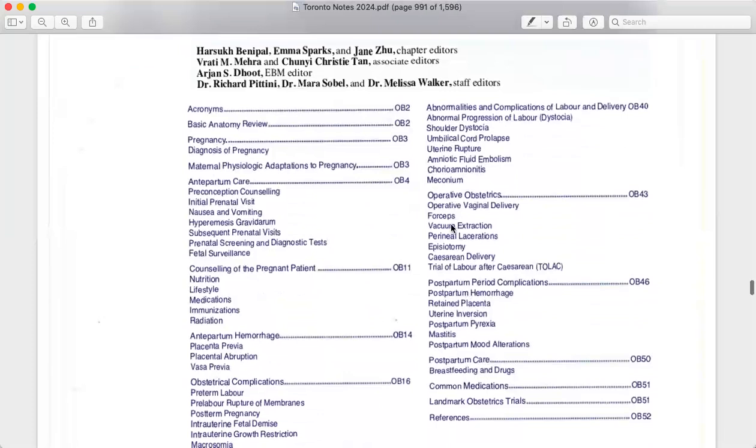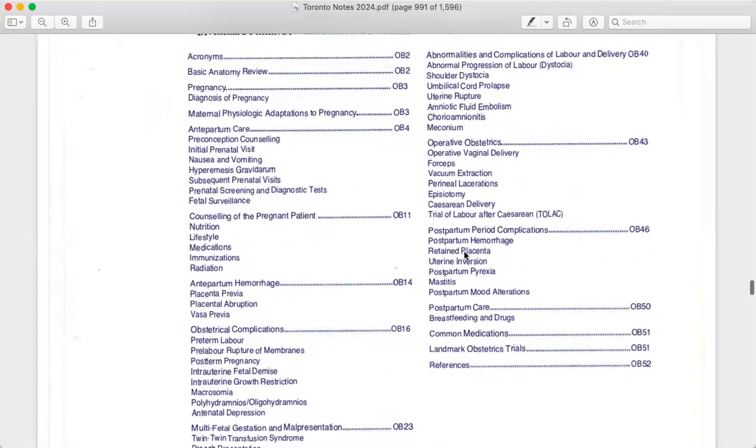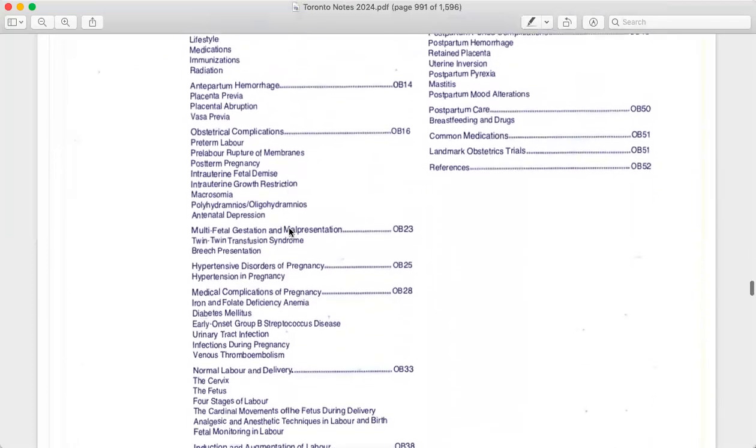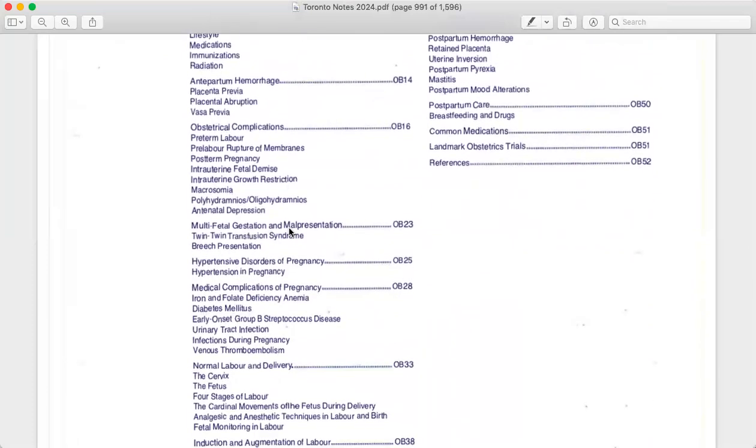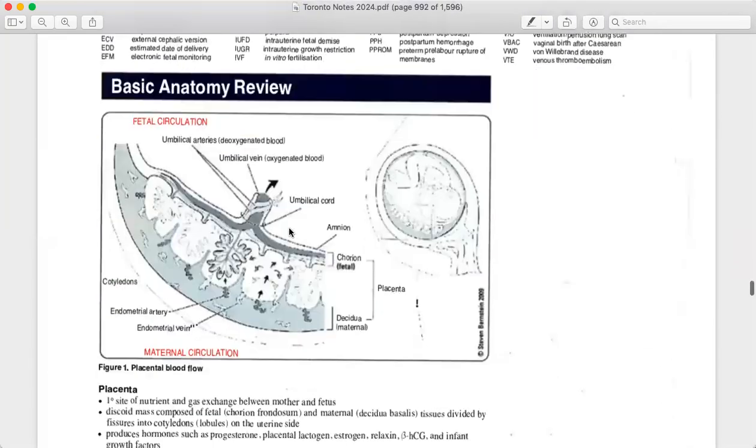Then you can skip these ones. Operative obstetrics, we don't need to know this one. Then coming to complications, you need to know the postpartum hemorrhage, retained placenta, inversion. So that's it. You don't need to go into every single detail of it. As I told you, what are the important ones, you have to go through them very thoroughly. But the rest of the topics, if you have time, you can give it a read. If you don't have time, you can just skip those ones. Otherwise, basic knowledge about the rest of the things is, that's it.